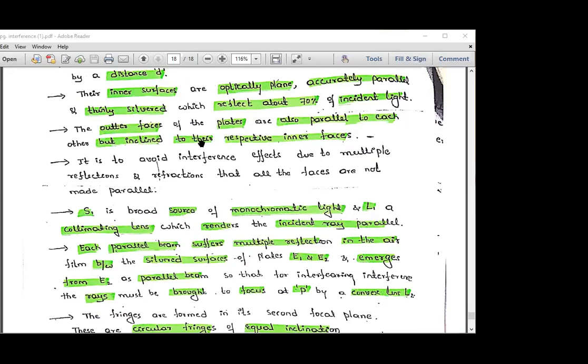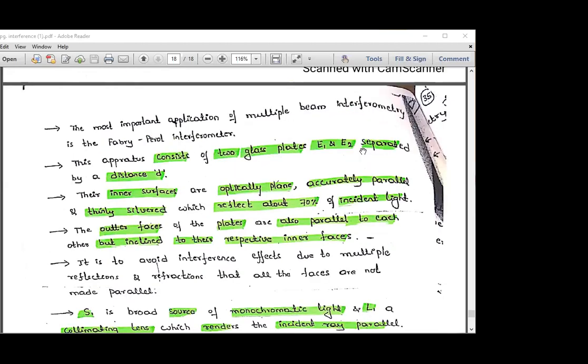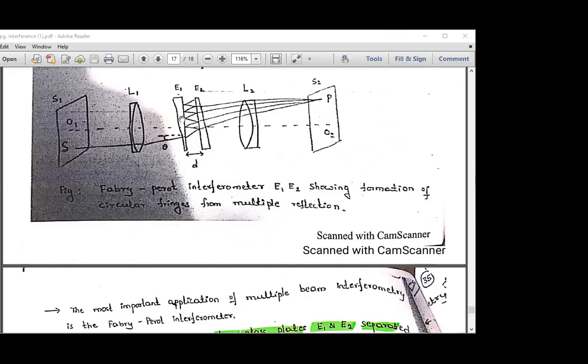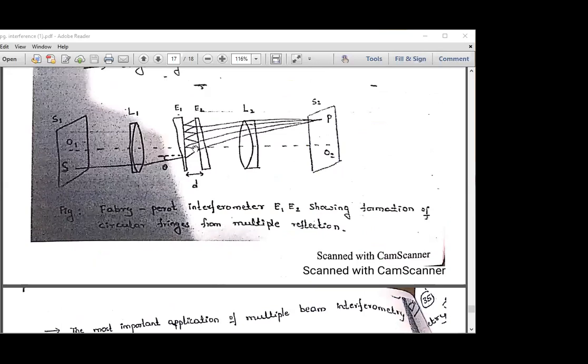Note the key point, observe the key point. Their outer surfaces are parallel to one another, but slightly inclined to the inner surfaces. Look at the diagram here. These are the inner surfaces. They are exactly parallel to one another, whereas the outer surfaces are also parallel, but they are not parallel to the inner surfaces. They are slightly inclined.